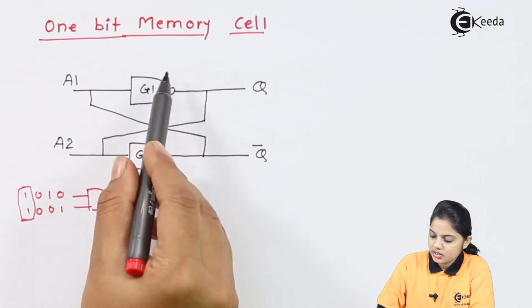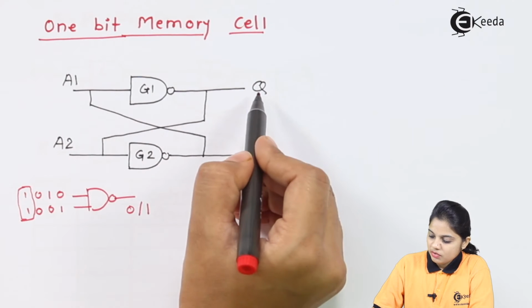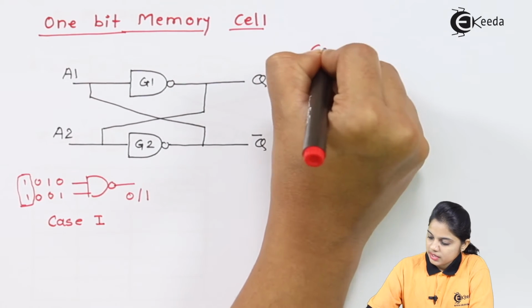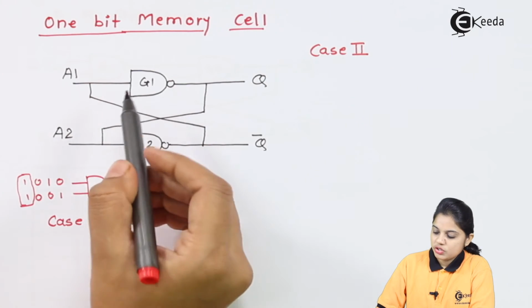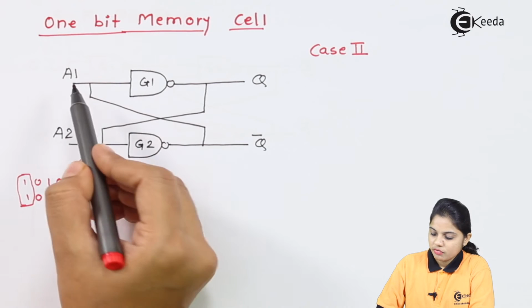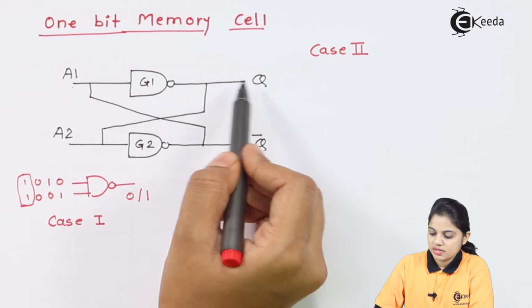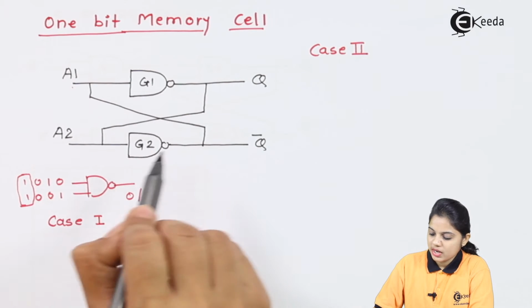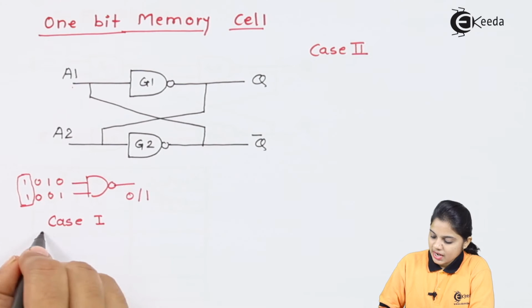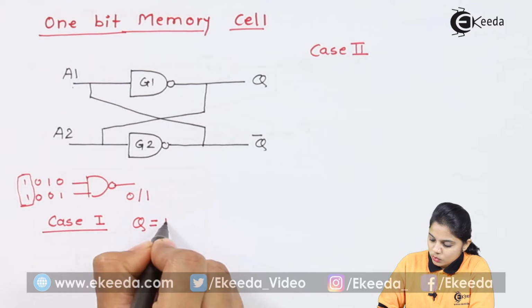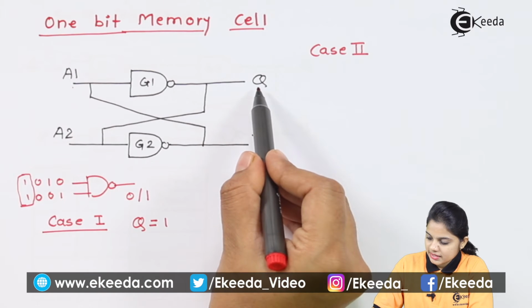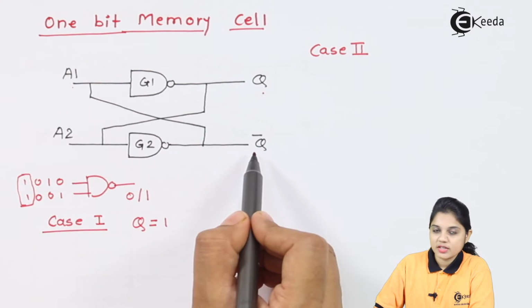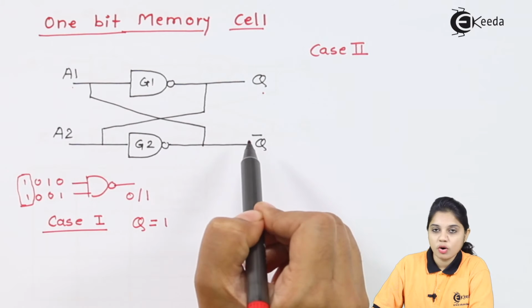Now to understand how it is storing one bit, we can assume two cases, case 1 and case 2. G1 and G2 are the two NAND gates where A1 is the input for G1 and Q is the output of G1. Similarly, A2 is the input for G2 and Q bar is the output of G2. Now let's assume in case 1 that Q is equal to 1. The output of G1, the first NAND gate, is Q, and the output of the second NAND gate is Q bar, and Q and Q bar are complementary outputs.